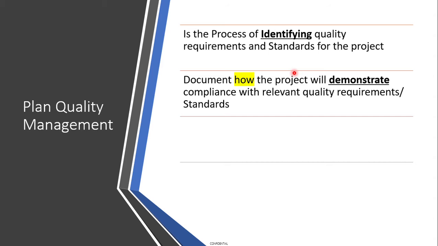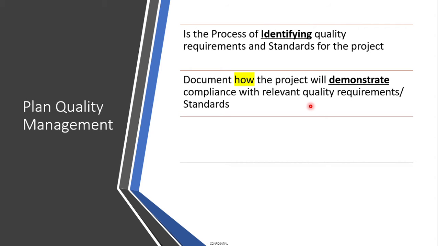So in plan quality management, it will tell you how you, as a project manager, will demonstrate compliance with the relevant quality requirements and standards. So your customer wants certain compliance standards. Maybe you're building a data center, and the customer wants adherence to Tier 3 standards or Uptime Institute standards, or there are some other institutions called TIA standards. So how can you demonstrate compliance with quality requirements and standards?